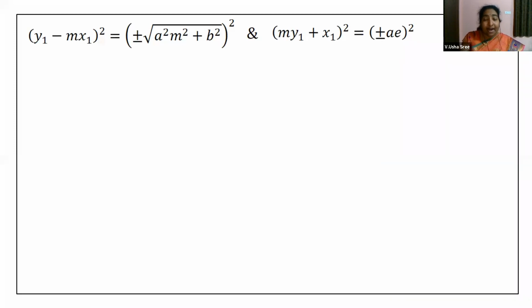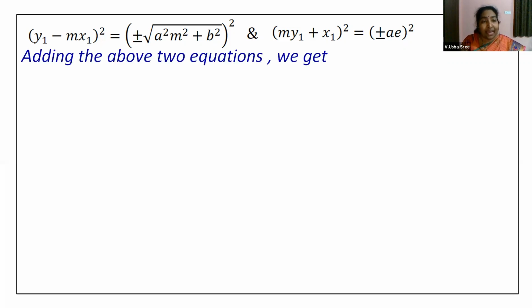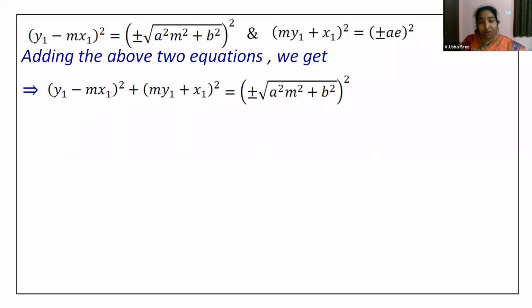Now, after squaring, we will add both the equations. Then what will we be getting? (y1 minus mx1) whole square plus (my1 plus x1) whole square will be equal to plus or minus root of a square m square plus b square, whole square, plus or minus ae whole square. Of course, when you square this plus or minus, it becomes plus only. We will expand bracket by bracket just to avoid confusion.